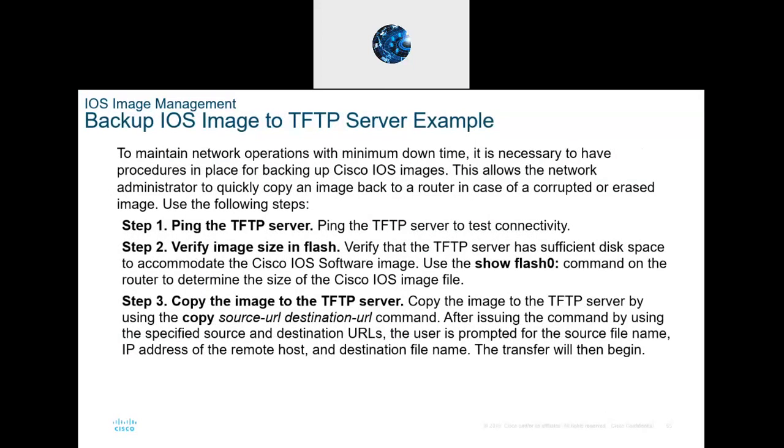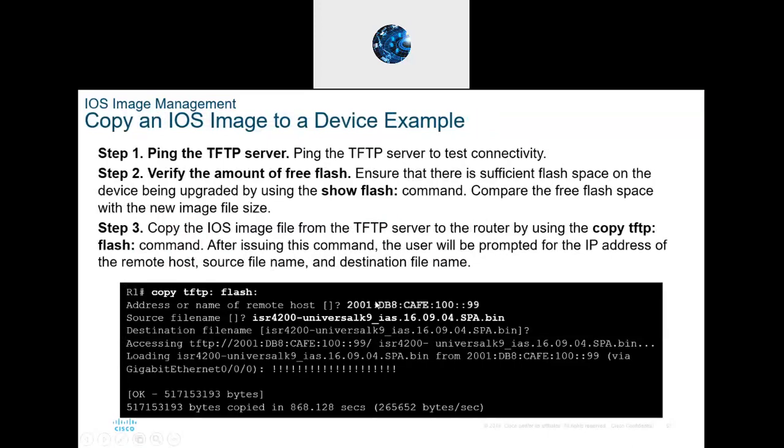So what do you do first? Make sure that the TFTP server is reachable. That is why they are telling you to ping the TFTP server first. Verify the size of the image in flash. What is the size of the thing you want to copy? So you make sure that there is enough space when you are copying the image to the TFTP server. And I show you the command to copy. You say copy. This is to bring it back now.